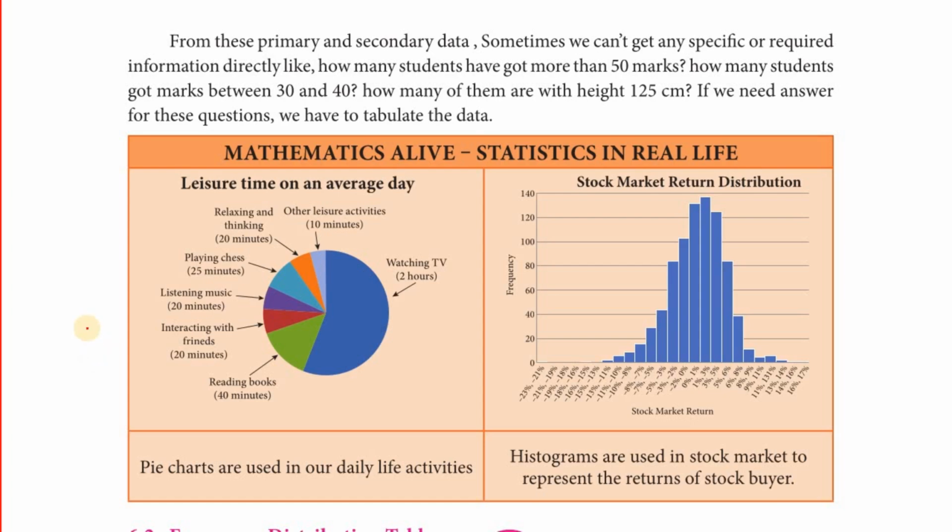Now, from this primary and secondary data, sometimes we can't get any specific or required information directly, like how many students have got more than 50 marks, how many students got marks between 30 and 40, and how many of them have height 125 centimeter. Next question, how many of them have height less than 125 centimeter. Next question, how many of them have height greater than 125 centimeter. So these are the types of questions that we can't get directly from the data.